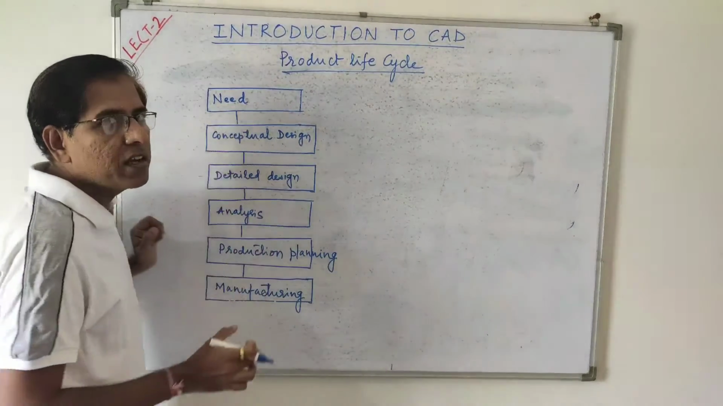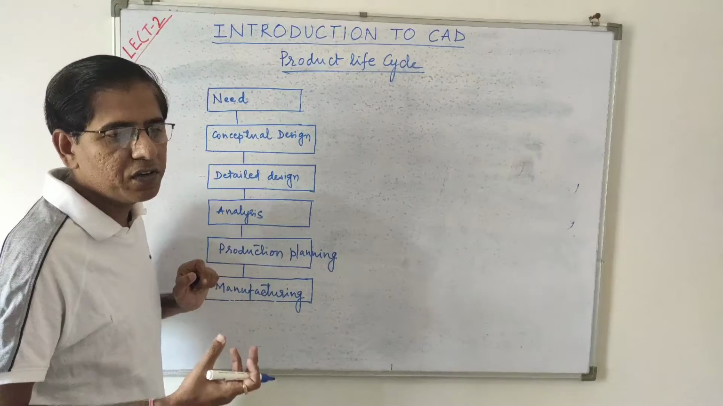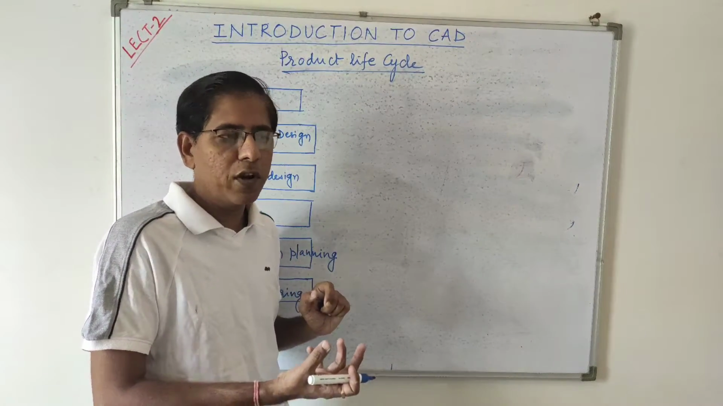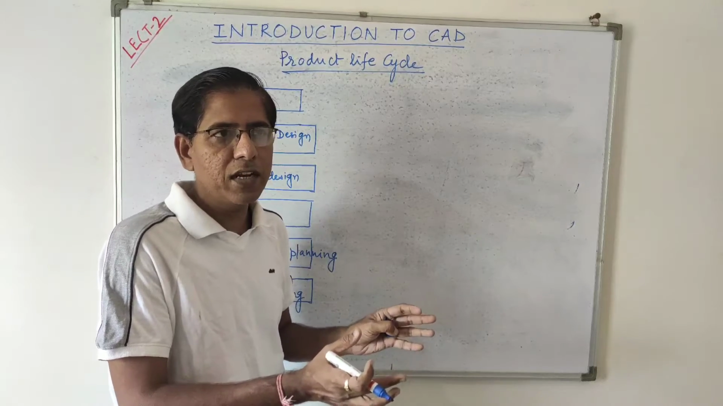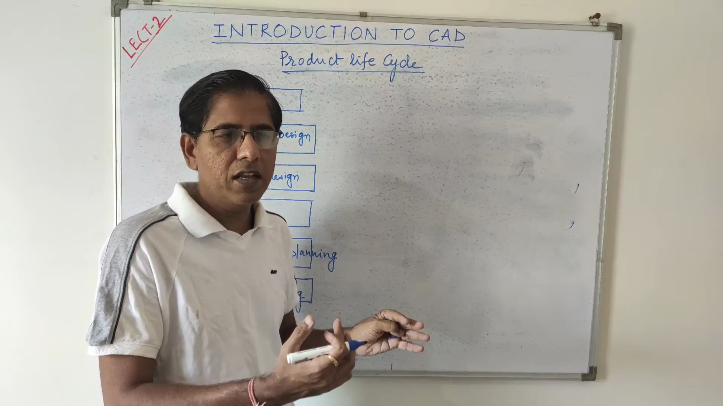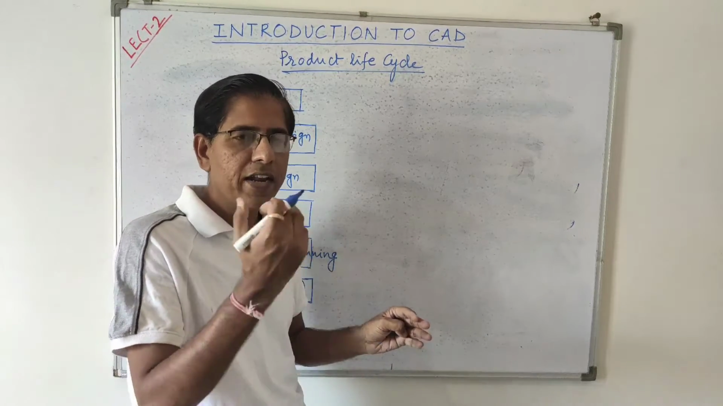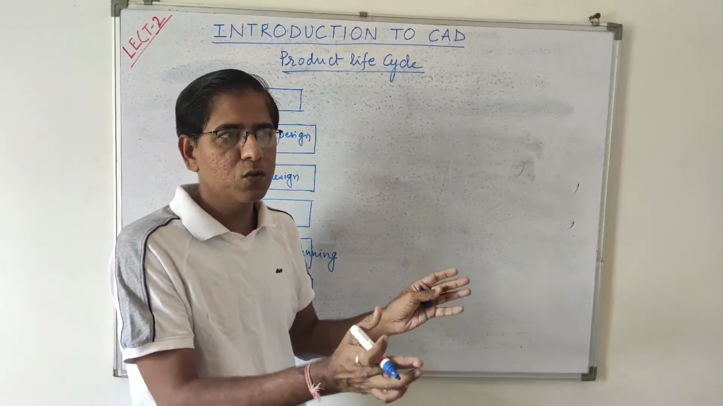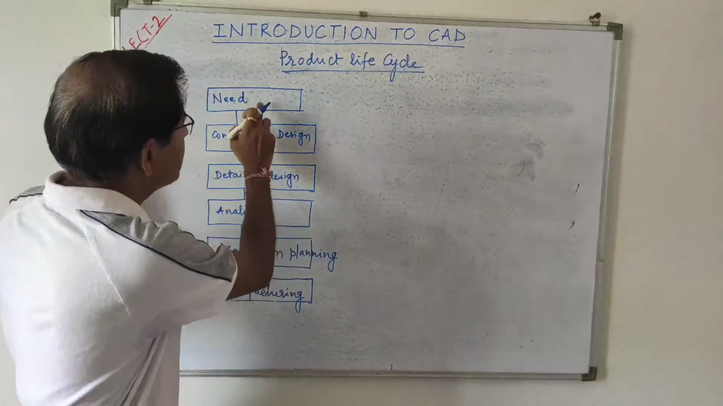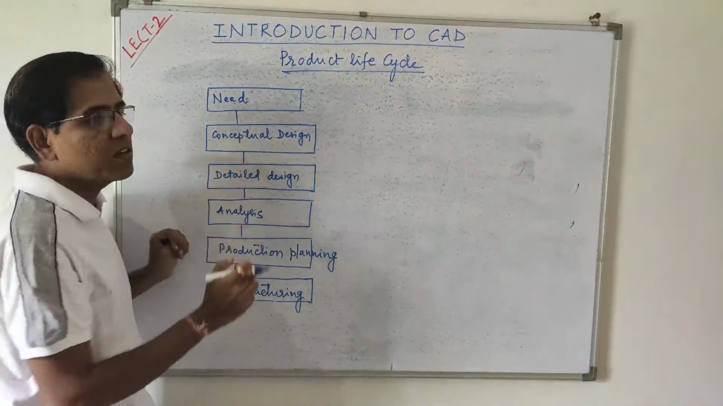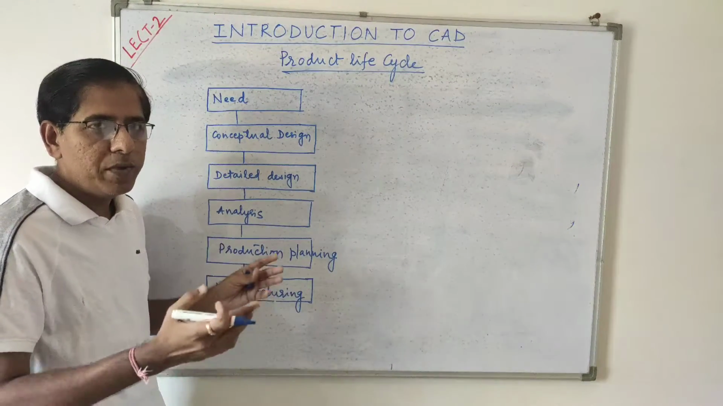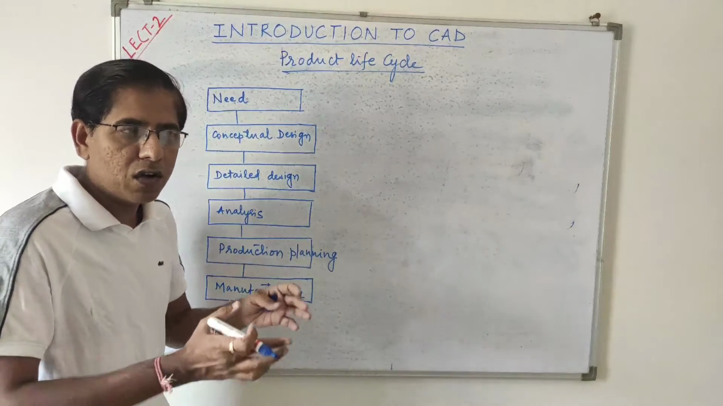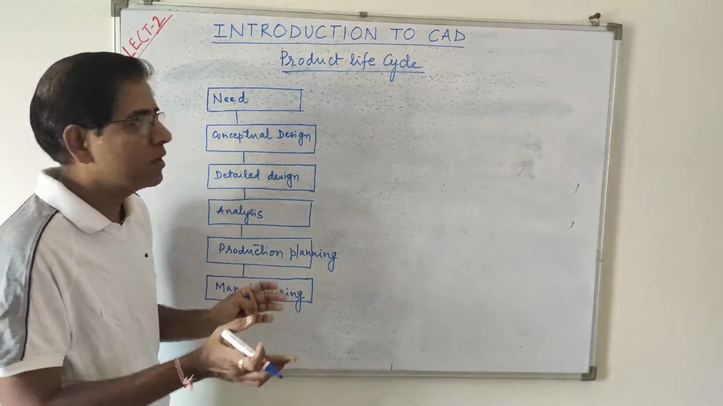So first is the recognition of need. If there is any requirement of a product for a group of people or a society, then the idea comes into the mind of an innovator for the requirement of so and so product. So first is a need, then second is the conceptual design. So he makes some 2D sketches or a rough sketch or conceptual drawing of a product.